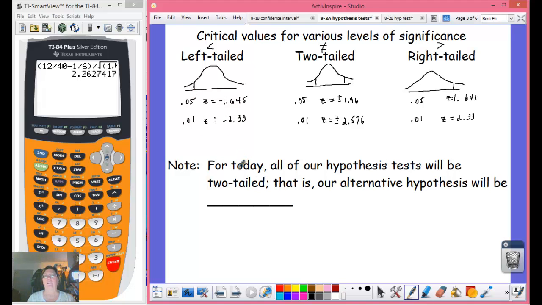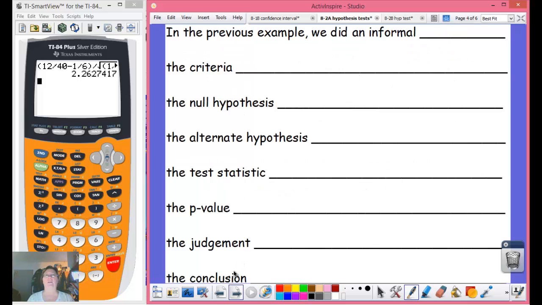In our work today and tomorrow, our hypothesis tests are all going to be two-tailed. That is, our alternate hypothesis will be that our p-hat is different from the population proportion, different from what they think happens. We want to talk a little bit about vocabulary, and then we'll move into an example. Our first example was an informal hypothesis test. I say informal because there is a formal procedure, okay? The criteria that we have to meet are the same as for a confidence interval, folks.